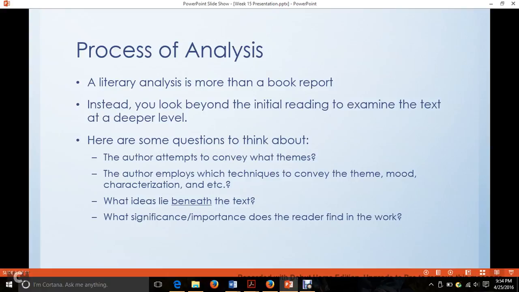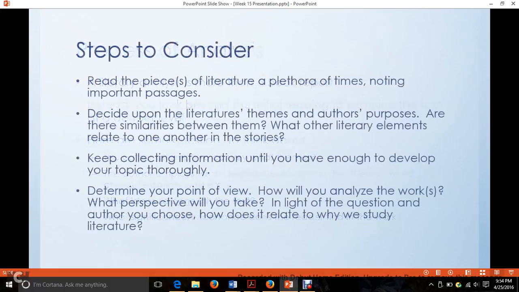You can utilize those in your analysis. So showing how the author uses these literary terms, how the author utilizes these different techniques to convey a particular point in answer to the question that you choose. Think about what lies beneath the text. What's the significance or importance that you find after reading the work?